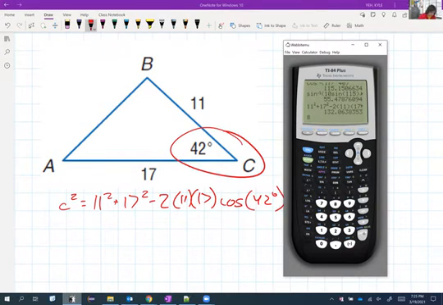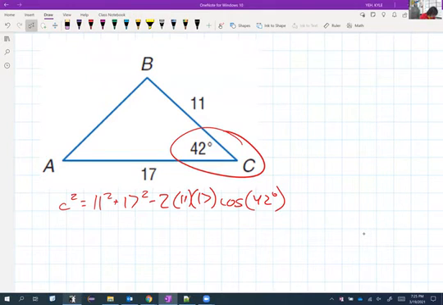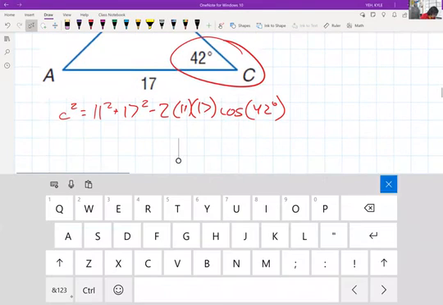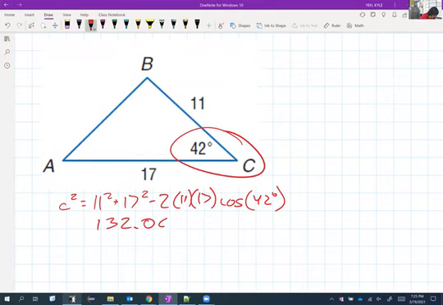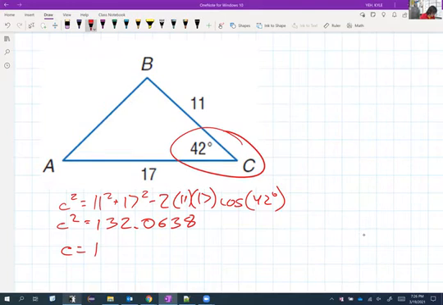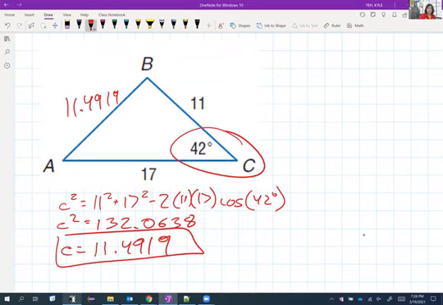So 11 squared plus 17 squared minus 2 times 11 times 17 times cosine of 42 degrees is 132.0638, approximately C squared. I'll take the square root of that, again using the answer key so I don't round. 11.4919. And if you're looking at our triangle, that looks very reasonable. It looks about the same length as 11, so looks about right.